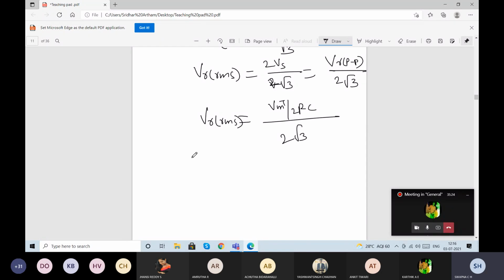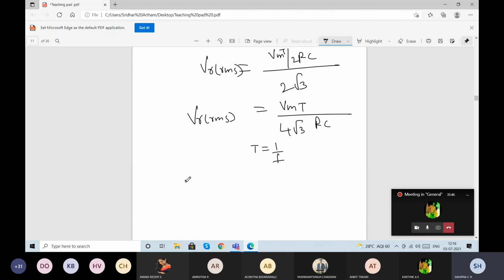Now just simplify this. So here VR RMS value will be equal to VM T, I can write as 1 by F, divided by 4 root 3 RC, and T is nothing but 1 by F. I am interested to write in terms of F because generally in the problems they'll give you the frequency of the input signal. So it is Vm divided by 4 root 3 FRC. This is VR RMS.